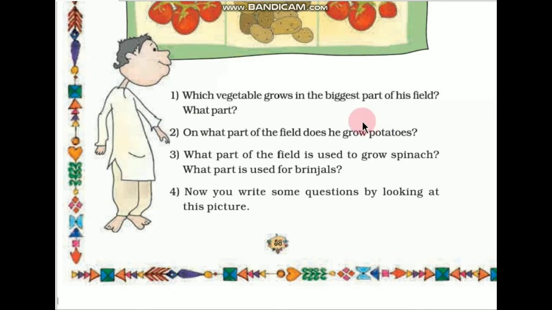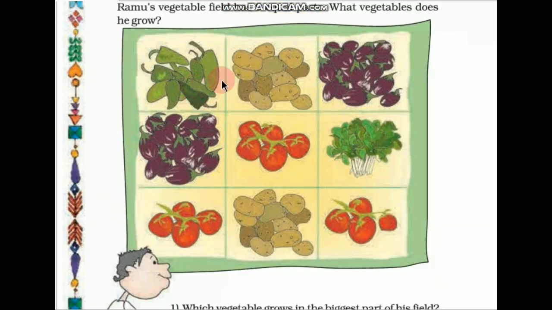Here the first question is, which vegetable grows in the biggest part of the field and what part? For this we have to see this image. Chili only one part, potato 1 and 2 parts, brinjal 2 parts, spinach 1 part and tomato 1 2 3 parts. The answer is tomatoes grow in the biggest part of his field. It grows in the 1/3 part of his field.